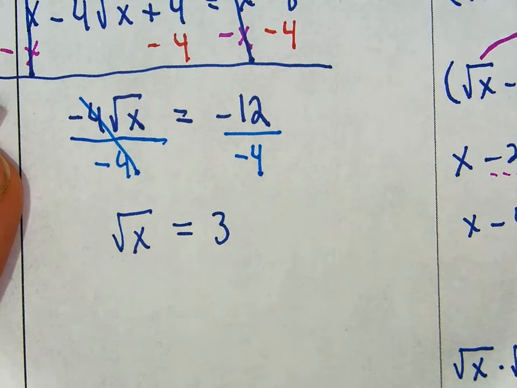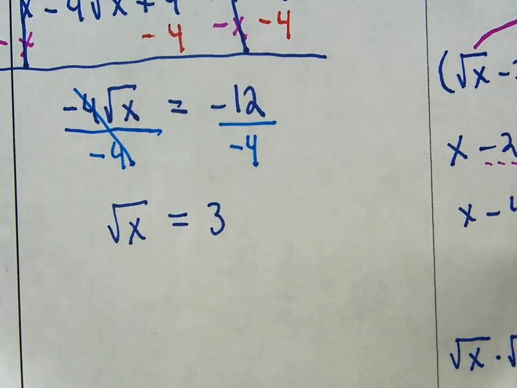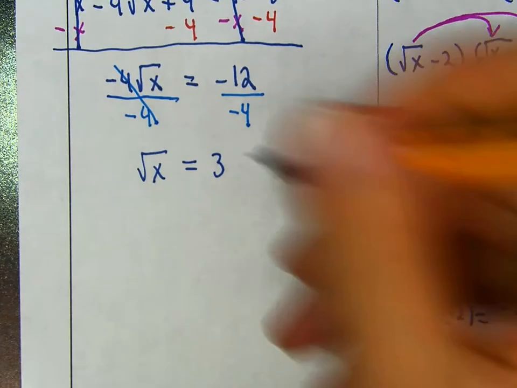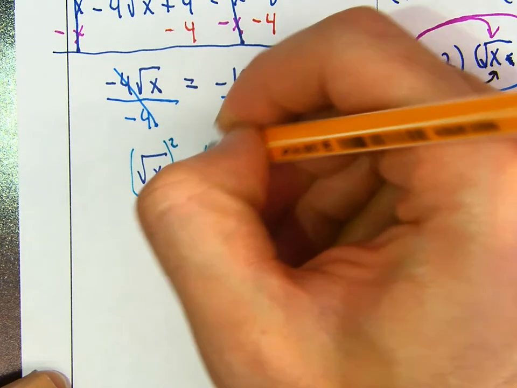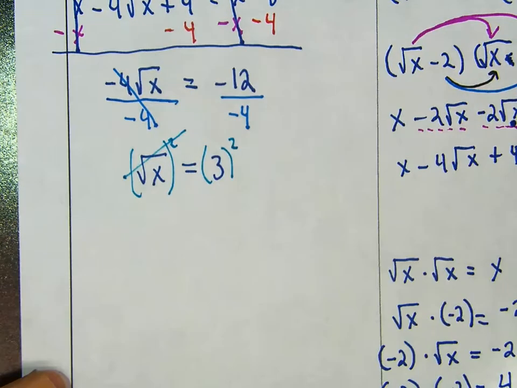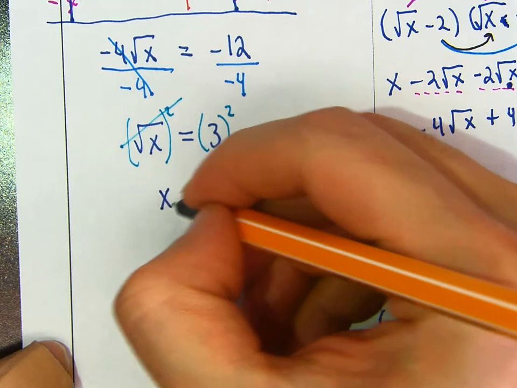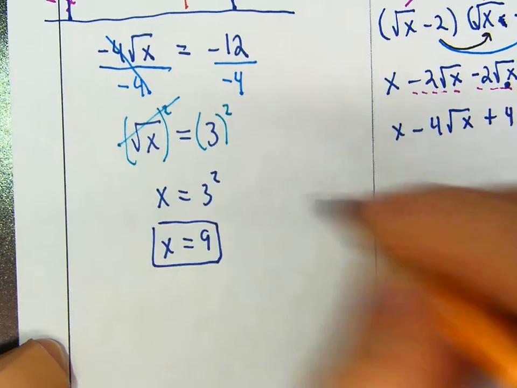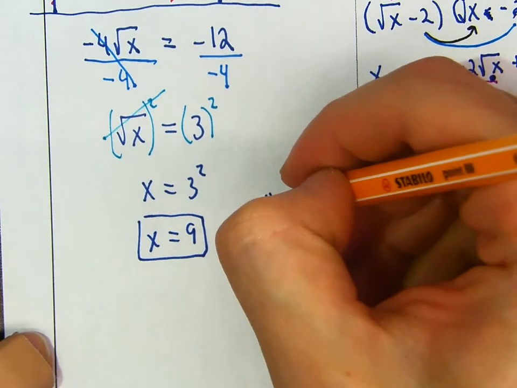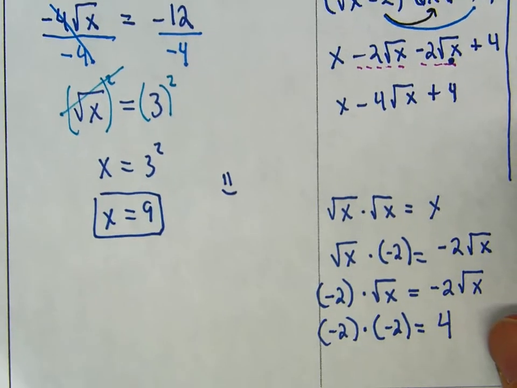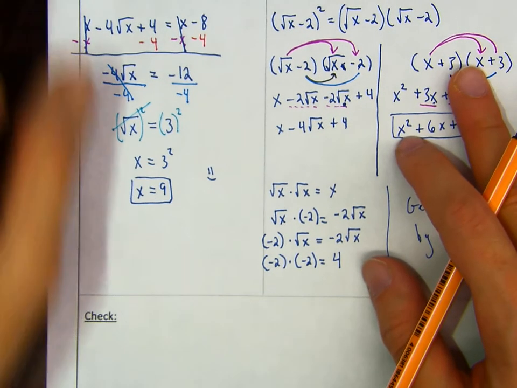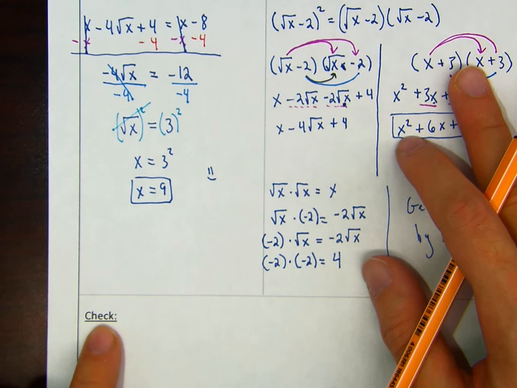Congratulations, you have the radical by itself. Pause the video. What is the final move you need to do to get x by itself? What is the winning move? Square both sides, because this cancels. Now I'm left with x is equal to 3 squared, x is equal to 9. Fantastic. Okay, but we did all this work. What's the final thing we need to do? You need to check it.